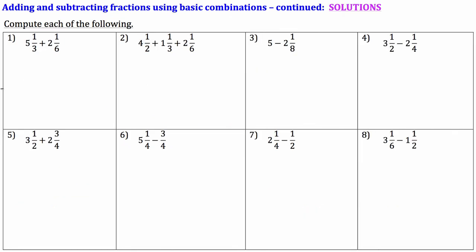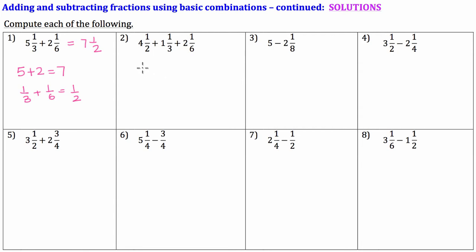Let's now solve these problems. So 5 and 1/3 plus 2 and 1/6. 5 plus 2 equals 7. So we have now added up the wholes, and 1/3 plus 1/6 equals a half. So 5 and 1/3 plus 2 and 1/6 equals 7 and a half. The next problem is 4 and a half plus 1 and 1/3 plus 2 and 1/6.